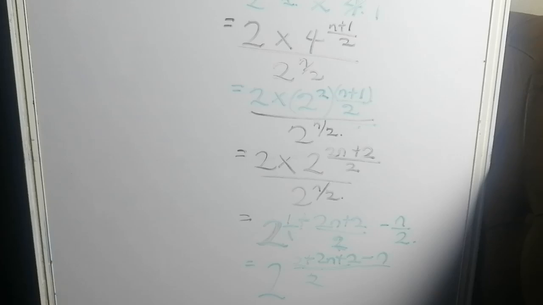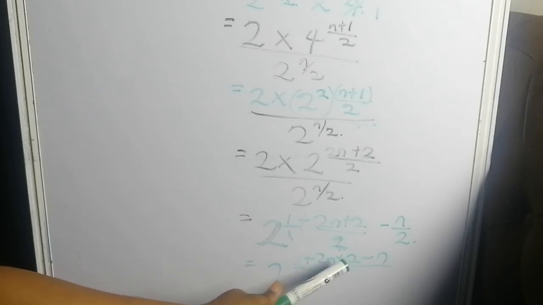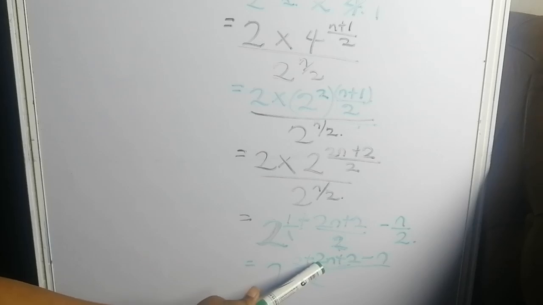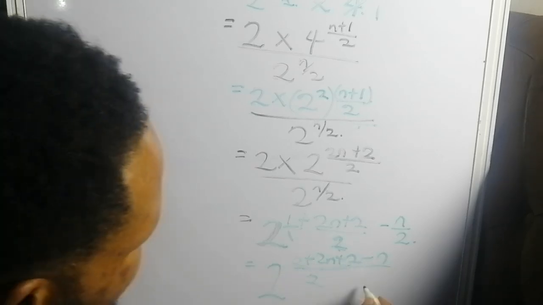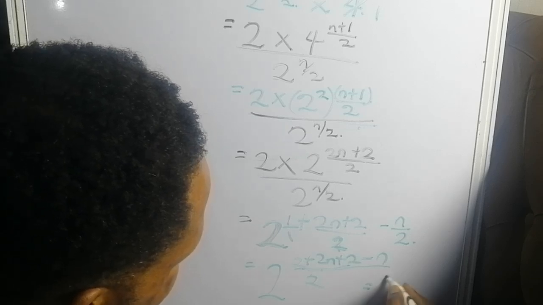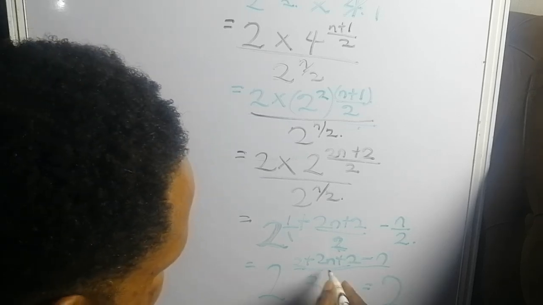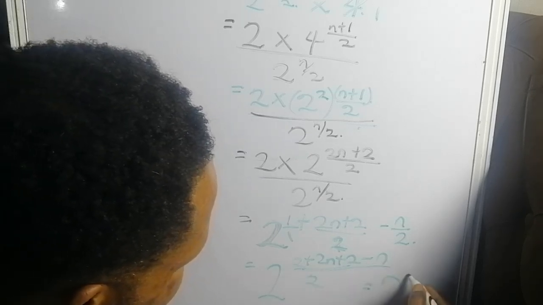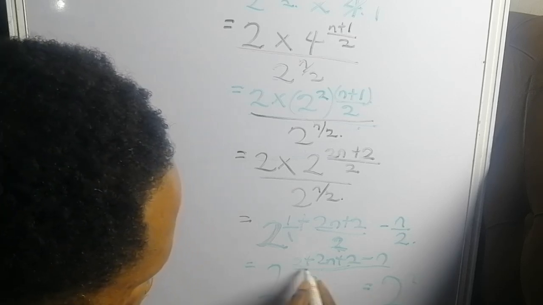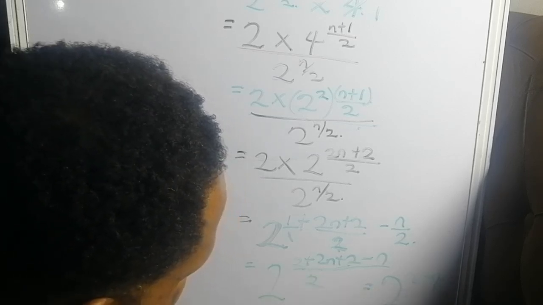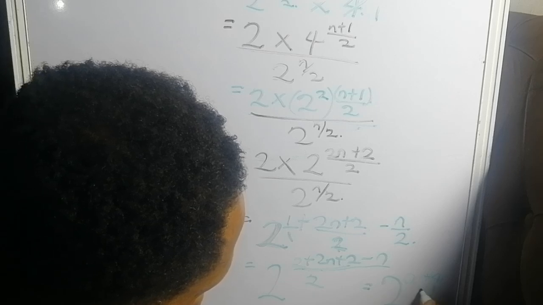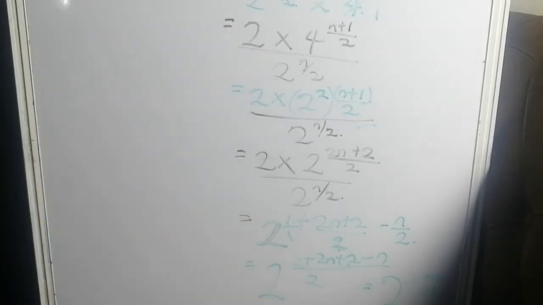So all you just need to do here is that you have 2 here, you have 2 here. 2 has no n, bring it together. The 2n minus n will be n. So it means at the end of the day, the answer here will now be 2. Then you have your 2n minus n is n. Then 2 plus 2 will be 4, all over 2. That is the answer.